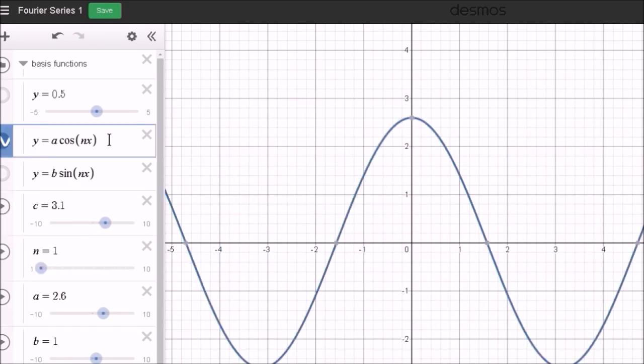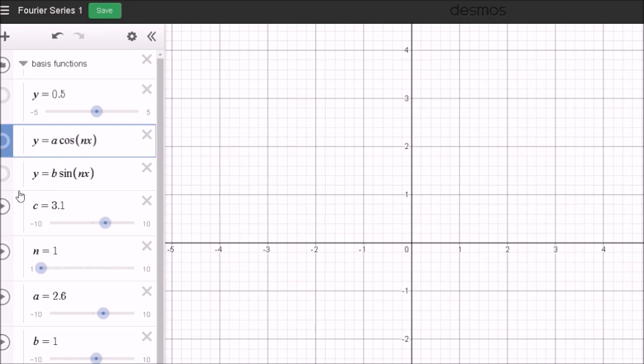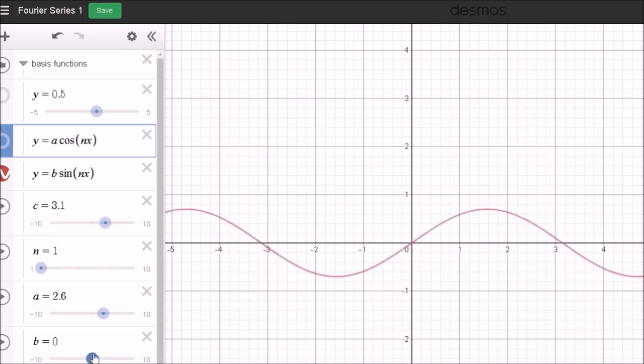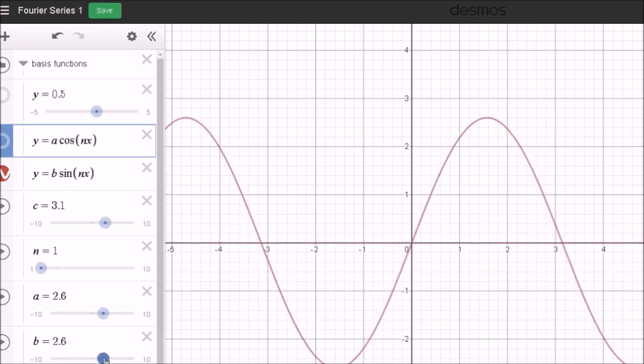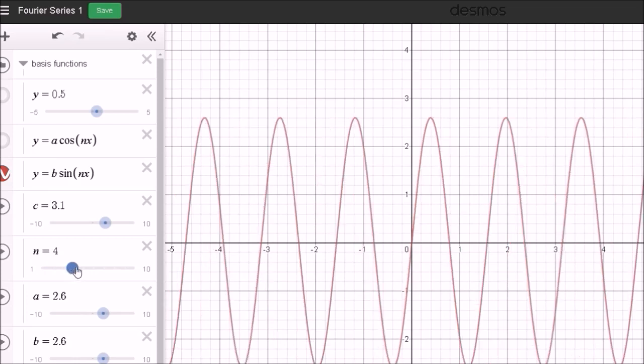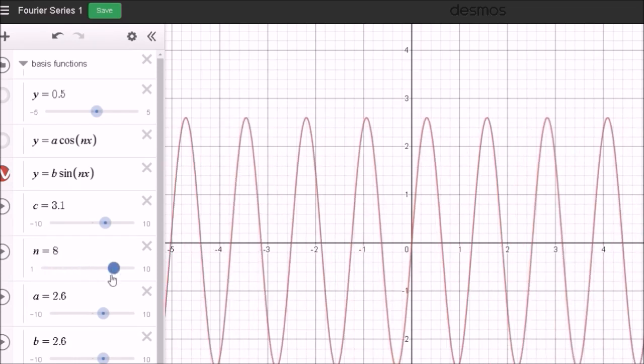Now we can do the same for the sine. That's our sine function there, and again we can change the amplitude of the sine function by changing the values of our b's, and we can change the frequency by changing the values of our n, which is an integer multiple of a base frequency.